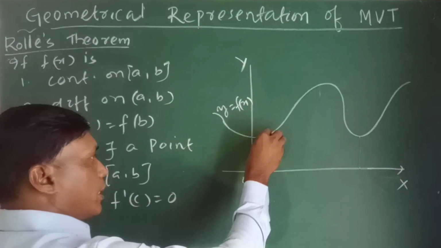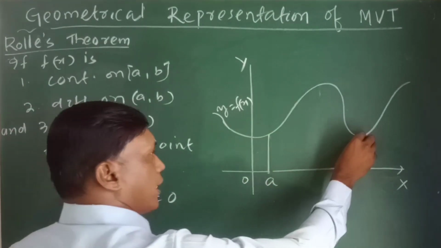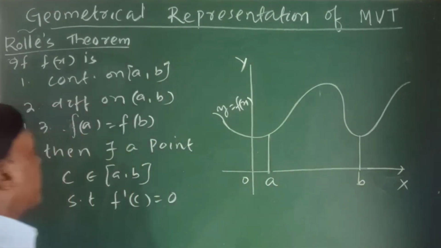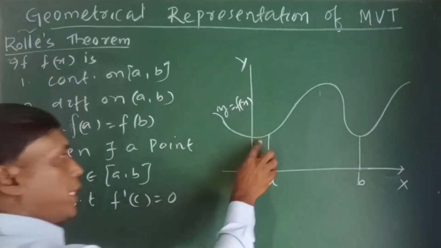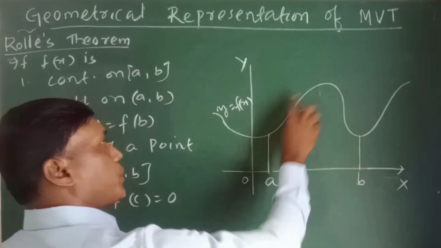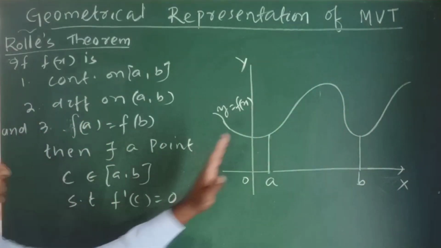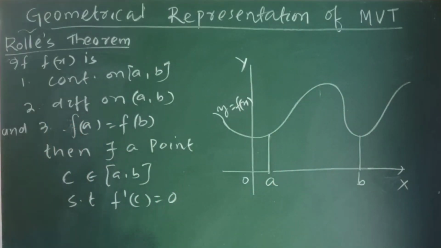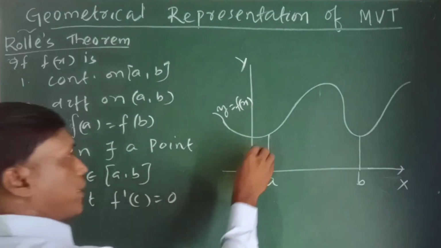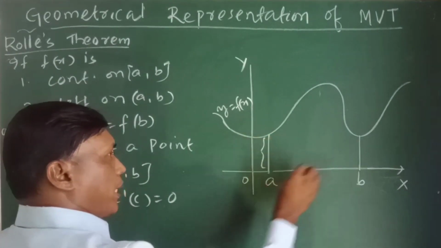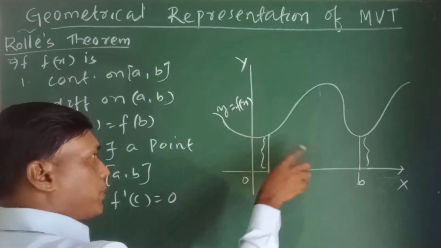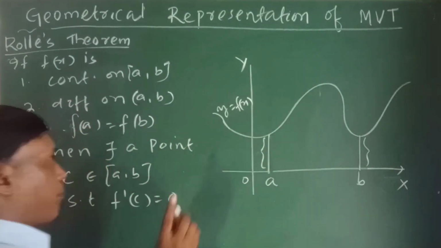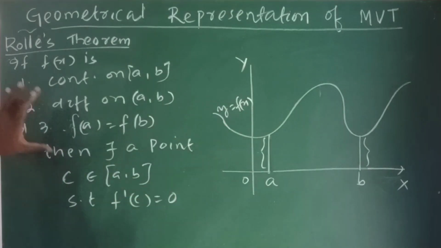Suppose a point is here, A, and a point is here, B. According to this theorem, the function is continuous from A to B, and it is also differentiable. Look here, this is the value of f of a and this is the value of f of b. From this figure it is clear that f of a is equal to f of b. That means this curve satisfies the three conditions of Rolle's theorem.